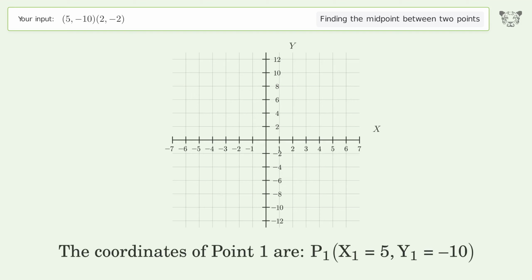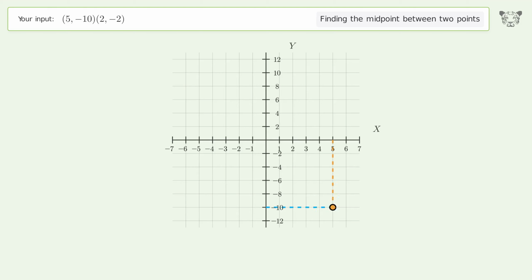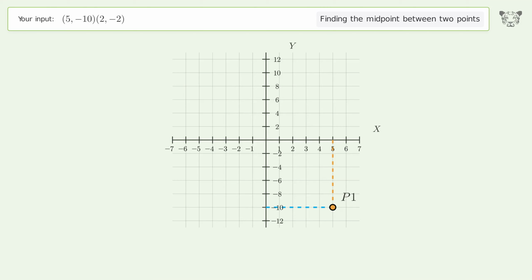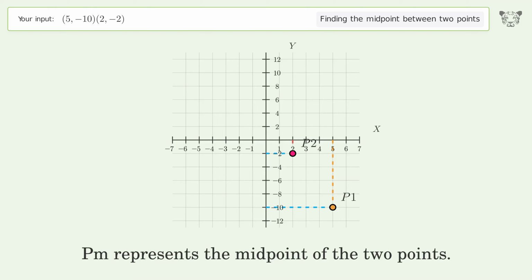The coordinates of point 1 are, x1 equals 5, y1 equals -10. The coordinates of point 2 are, x2 equals 2, y2 equals -2. PM represents the midpoint of the 2 points.